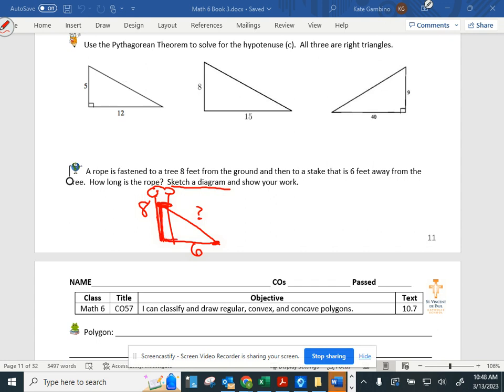So going straight down, straight across, that gives us our right angle. Then we're doing the same math that we've been doing. We're using that Pythagorean theorem, a squared plus b squared equals c squared. So when it says to sketch that diagram, you've got your tree, you've got your rope, the rope goes down, and that stake is across. It helps you to put all the pieces into place and you can see the triangle. Go ahead and work quietly.